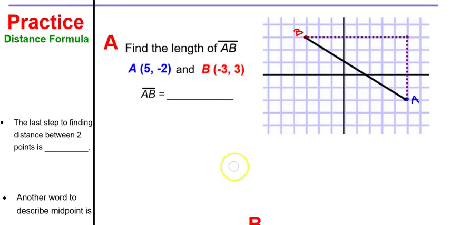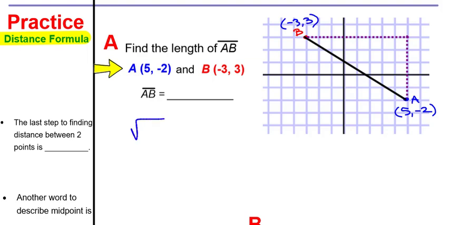All right, let's work through our practice problem. Here we are going to be using the distance formula. For this question, they ask us to find the length of AB, and they want us to use these 2 points, A and B, and I have already taken those points and put them on the graph. A is down here on the right, 5, -2, and B is up here on the left at -3, 3, and I have already drawn in my little triangle.